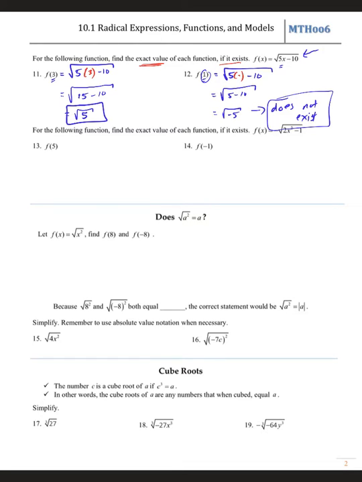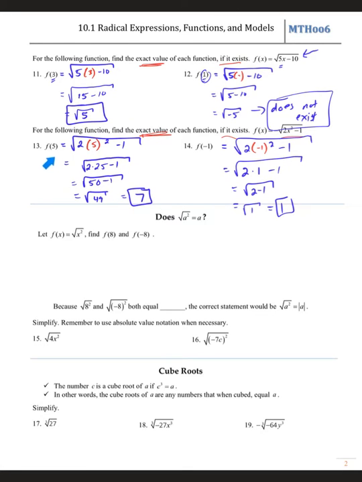Okay, the next one, we're doing the same idea here. Again, we're talking about the exact value, meaning no decimals, of the function if it exists. So again, this is the function we were looking at. What I want you to do is pause the video and work through 13 and 14. Be very careful with the parentheses and negatives and squaring things. So like I said, pause the video, work through it, and then check with me when you're done.